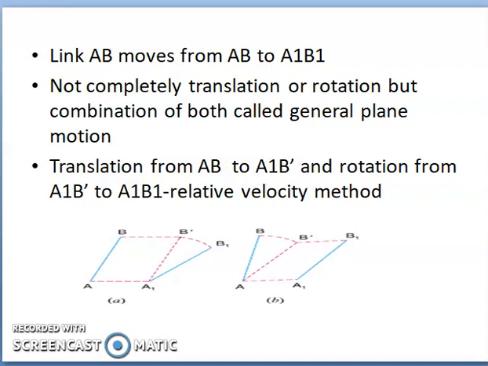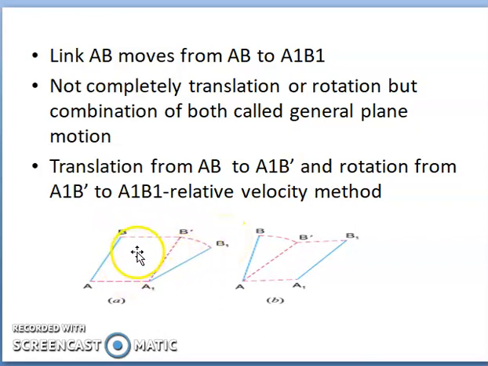Now, let us consider a link AB. The link AB is moving to a position A1, B1. You can see that this movement is not a complete translation. If it is a complete translation, then AB and the new position A1, B1 will be parallel to each other. But here you can see the new position B1 is not on the same straight line as that of B.